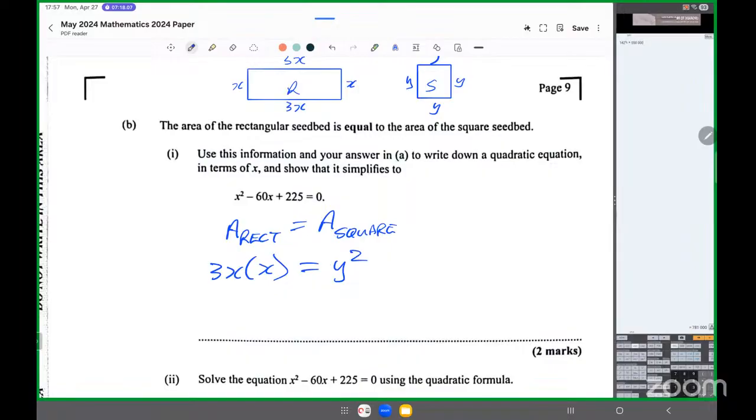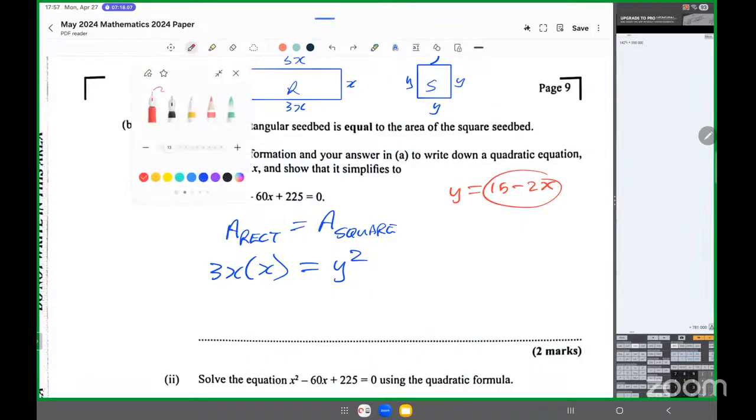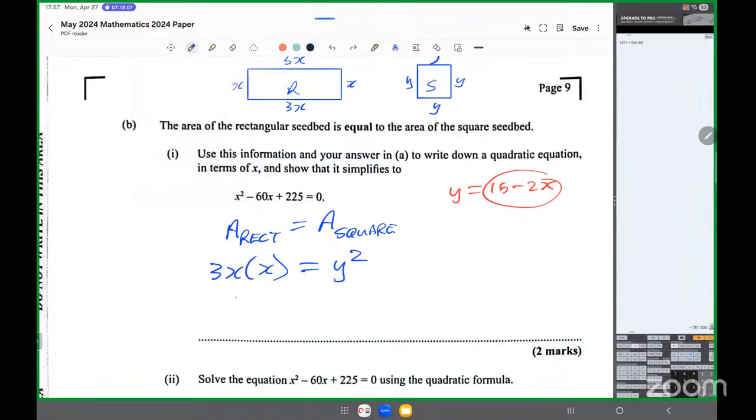Notice this equation doesn't have any y in it, so we're going to have to substitute for this y. What do we know about y? From the top, we know that y was equal to 15 minus 2x. So we substitute that here to get rid of the y. That's what we have to do. So we end up getting 3x squared equals 15 minus 2x, all squared.